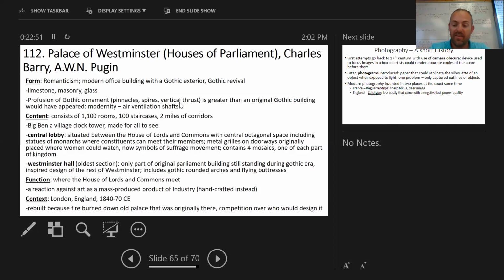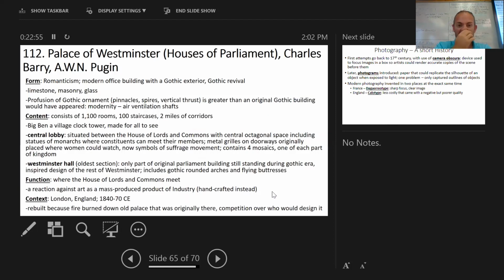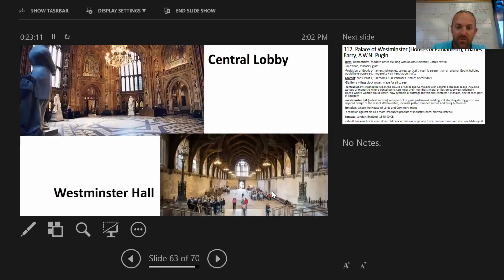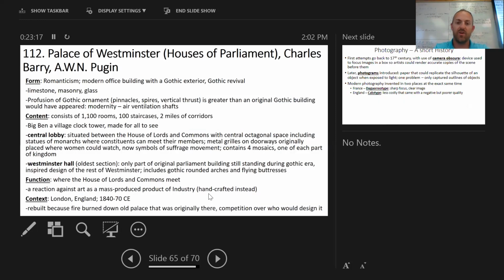Westminster Hall, this one right here, right? The original Gothic hall, like I said, is the oldest section, the only original part of the building still standing. And it's going to inspire the rest of Westminster when they went to rebuild it. It's going to include a lot of those Gothic rounded arches, the flying buttresses, right? If you guys can see that, see the flying buttresses up here. You got the rounded arches, right? Very, very Gothic of them, right?